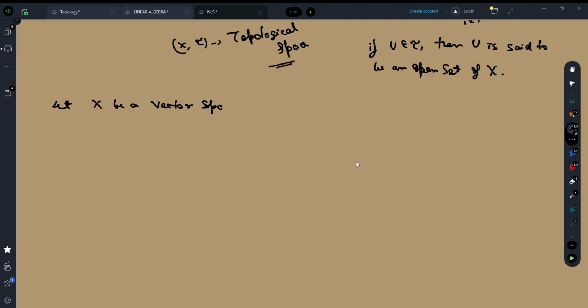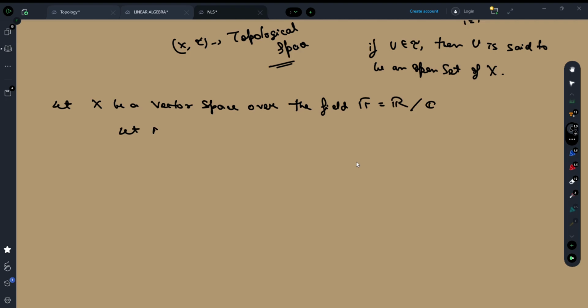Let X be a vector space over the field F. Ordinarily we choose F to be either the field of all real numbers or the field of all complex numbers. So X is a vector space over the reals or the complexes. We try to define a function on X.